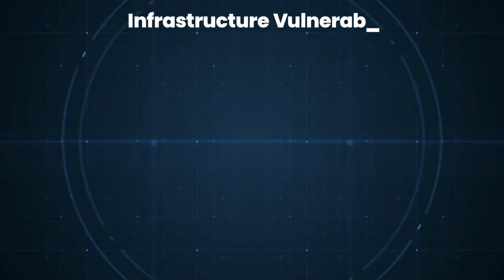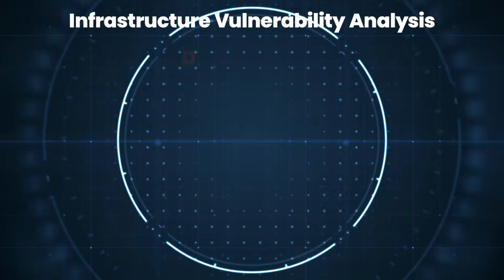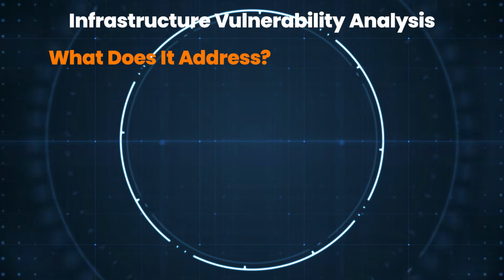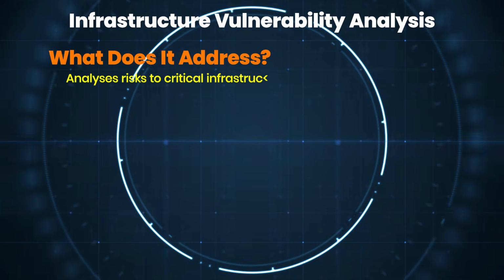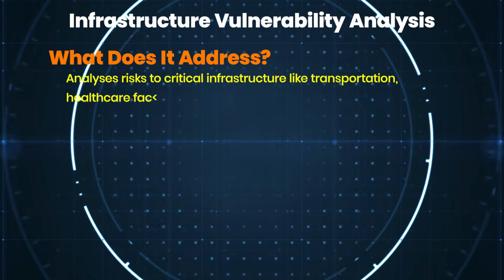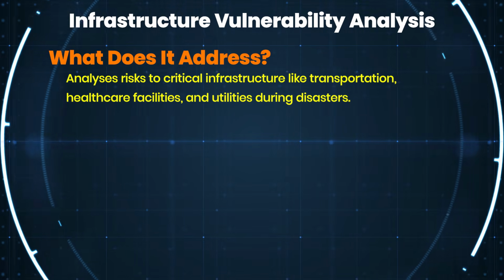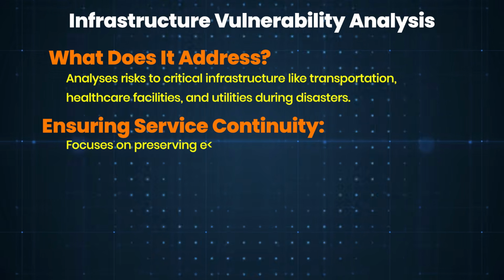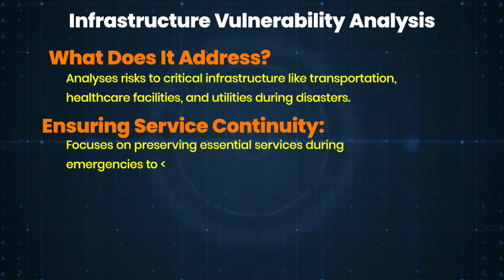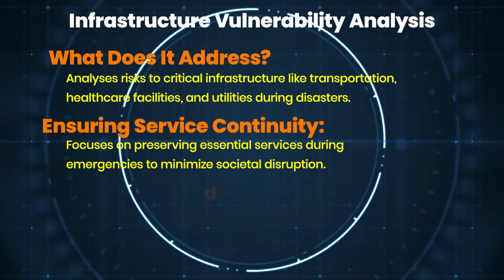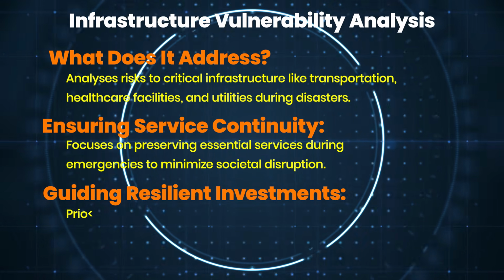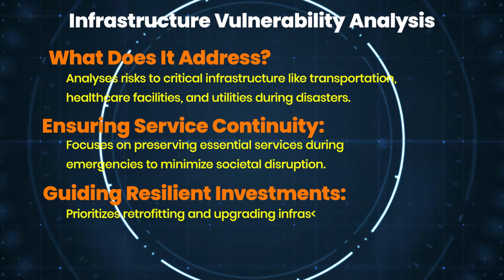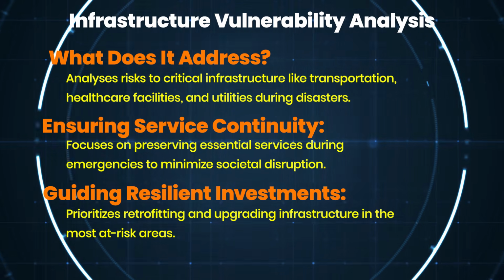Now, let us talk about infrastructural vulnerability analysis. How are we doing the vulnerability analysis of the infrastructure? What does it address? It analyzes risk at critical infrastructure like transportation, healthcare facilities and utilities during disasters. It is ensuring service continuity. It focuses on preserving essential services during emergencies to minimize societal disruption. It is guiding resilient investments. It prioritizes retrofitting and upgrading the infrastructure in the most at risk areas.